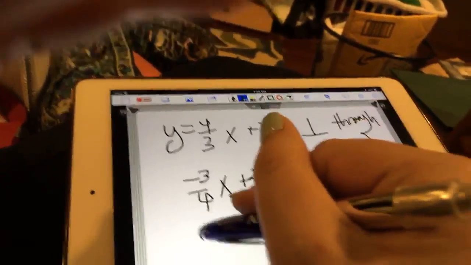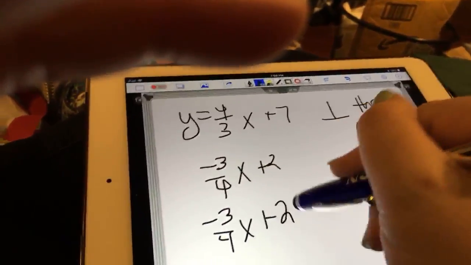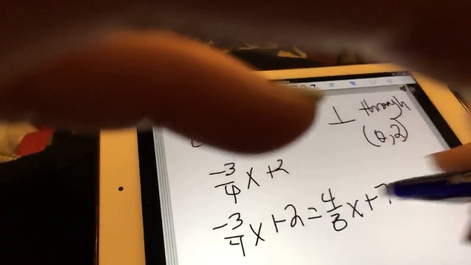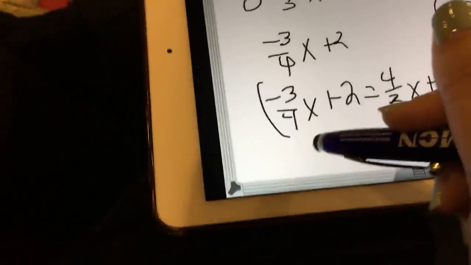So I'm finding the intersection between these two. Negative 3/4 x plus 2 equals 4/3 x plus 7. I'm going to multiply everything by 12 to get rid of the fractions.